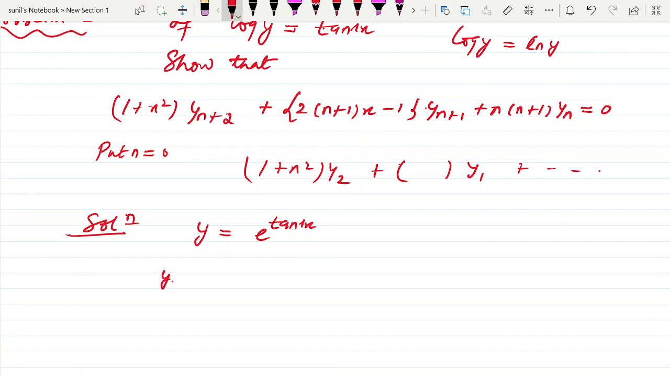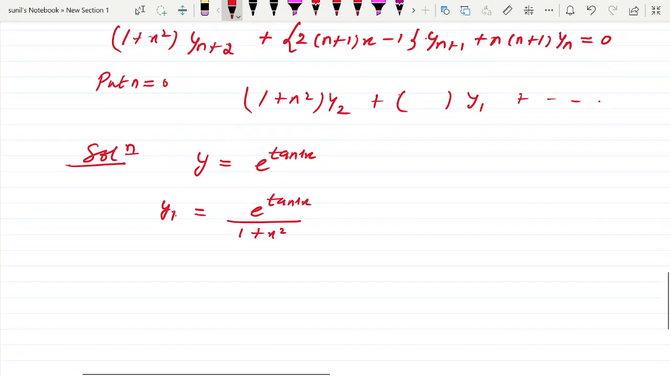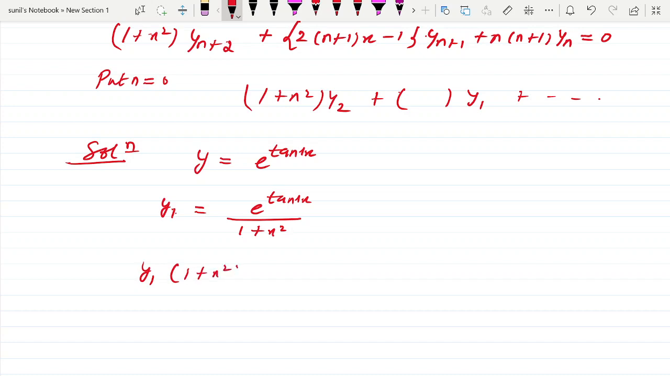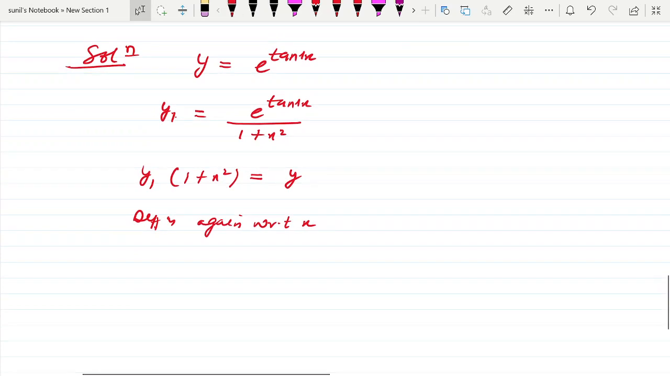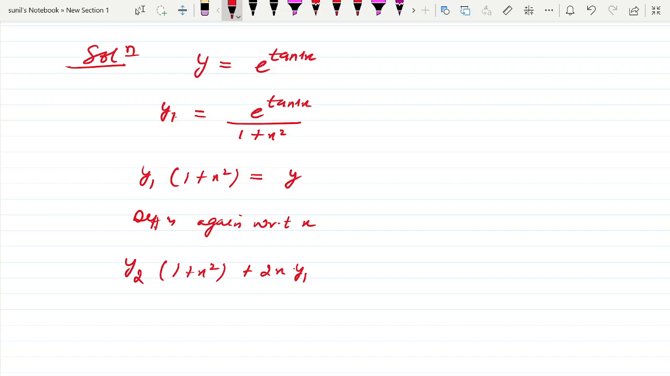Now let us differentiate it. So y1 is e to the tan inverse x over 1 plus x square. Now shifting the term, what is this? This is nothing but y over it. Now again differentiating with respect to x, what is going to happen? Apply the product rule: y2 into (1 plus x square), and the derivative of 1 plus x square is 2x into y1, and again what you will observe here is nothing but y1. So we have y2 into (1 plus x square) plus (2x minus 1) into y1. Now this relation we have obtained from here.